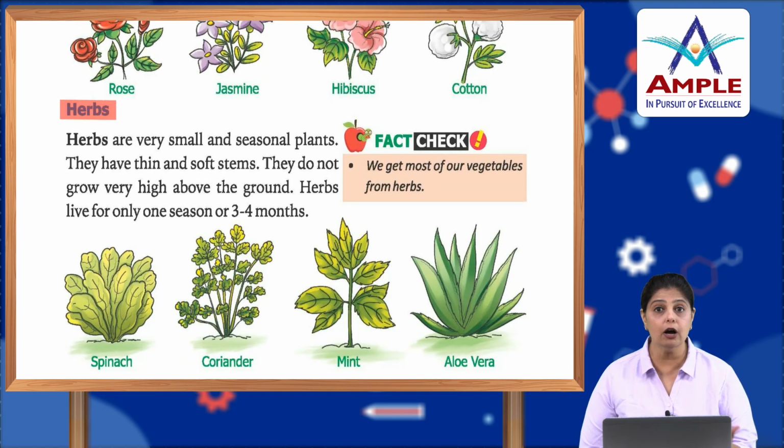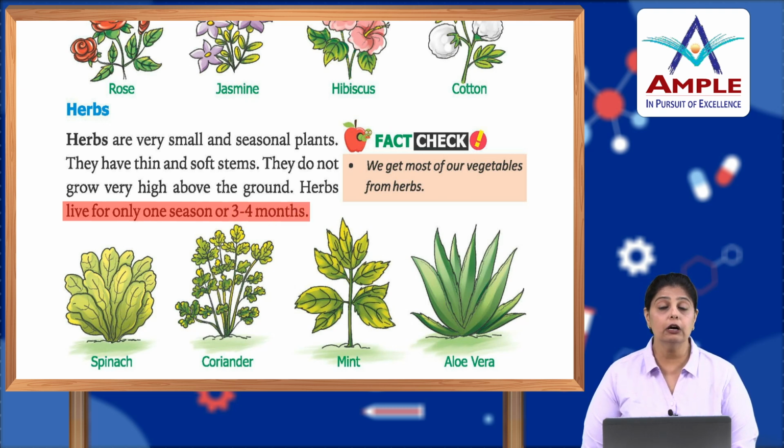Now let's talk about herbs. What are herbs? Herbs are very small and seasonal plants. They have thin and soft stems. They do not grow very high above the ground. Herbs live for only one season, for around 3 to 4 months.